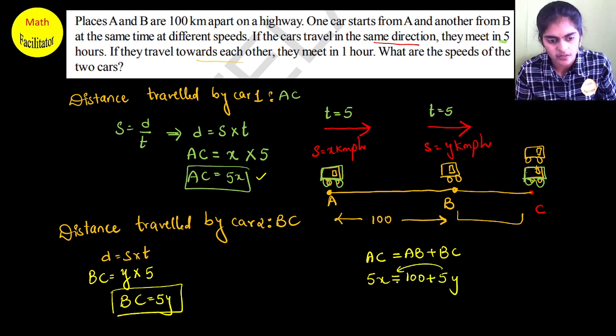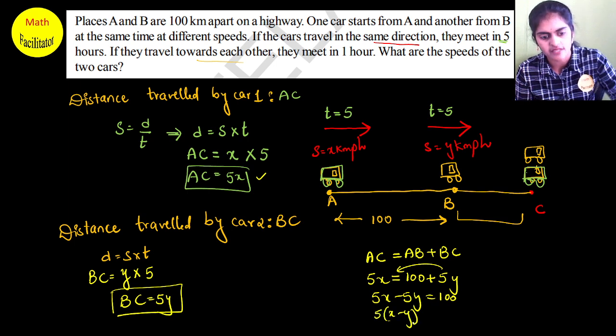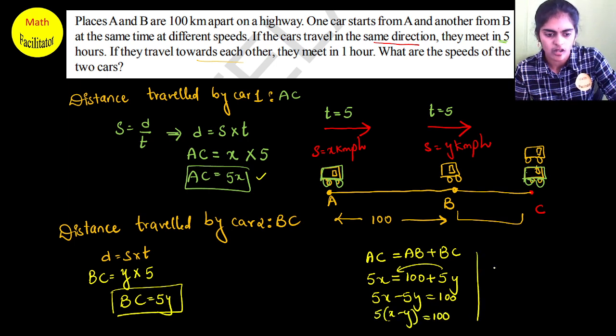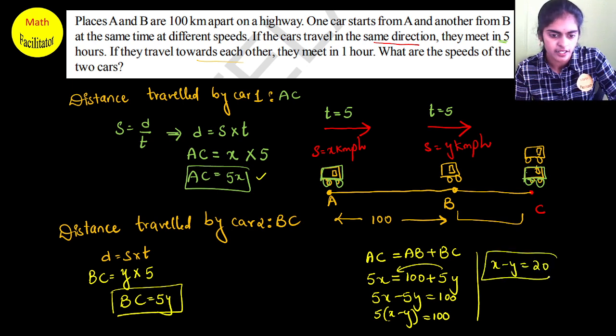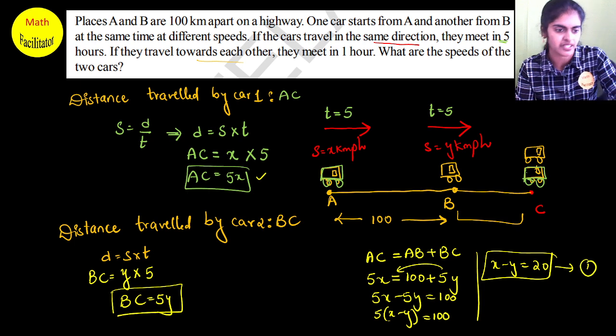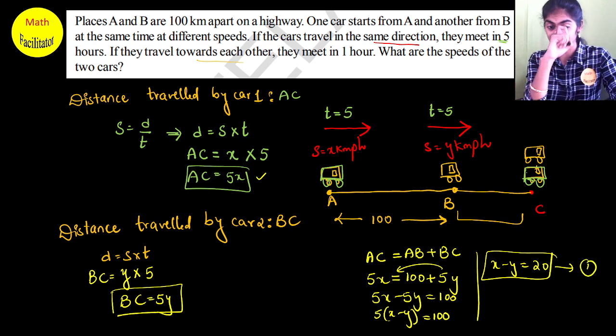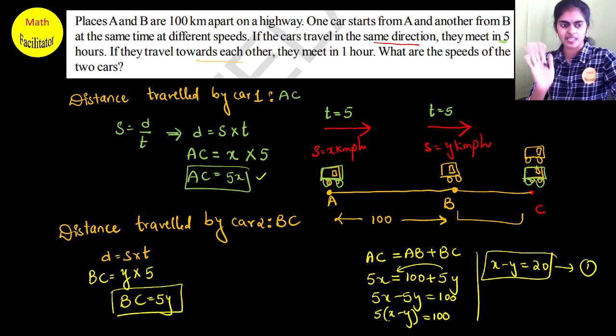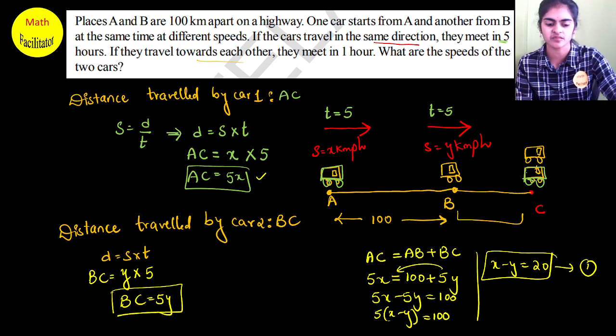Taking the y term to the other side, I can write 5x minus 5y equal to 100, or taking 5 common, x minus y is 100 divided by 5, which is 20. This will be your equation 1. Equation 1 you got from condition 1, that both cars are traveling in the same direction. Till here is it clear, everyone?